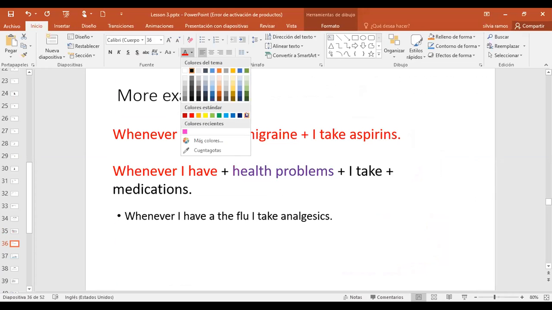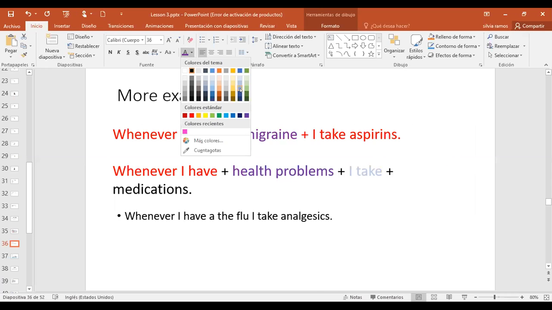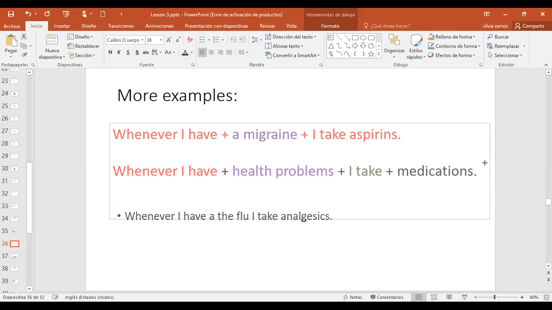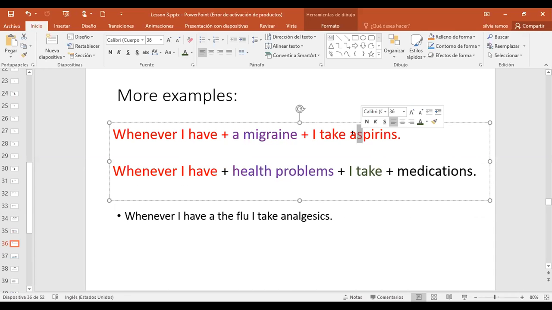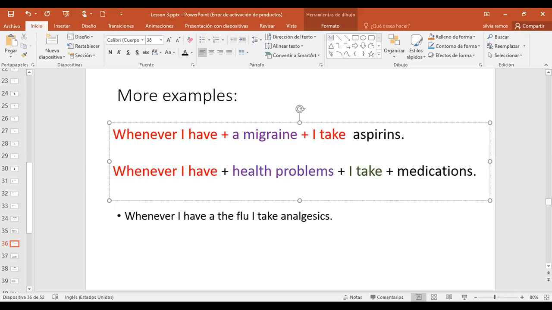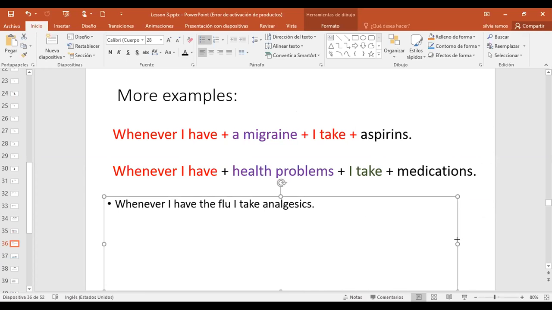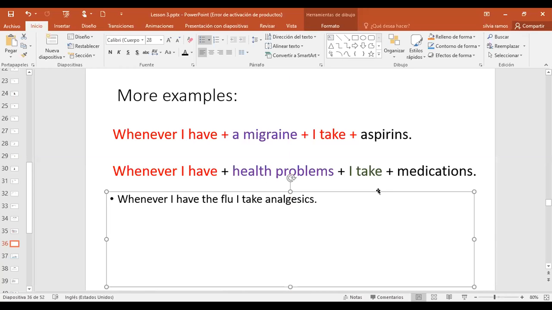In this case, what is the health problem on the top? It's a migraine, right? It has the same color. And then we have the phrase I take, and then the medication that we use. This is another way of saying this. So I can say, for example, whenever I have the flu, I take analgesics. I have whenever I have plus the health problem plus I take plus the medication, right? Is that clear?